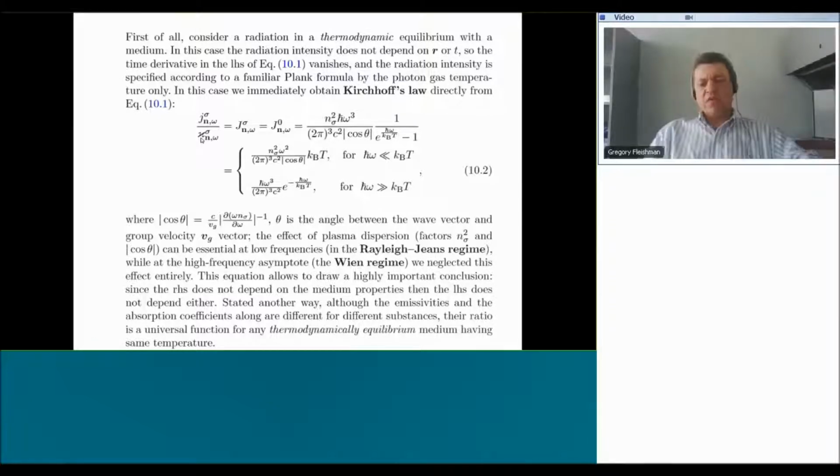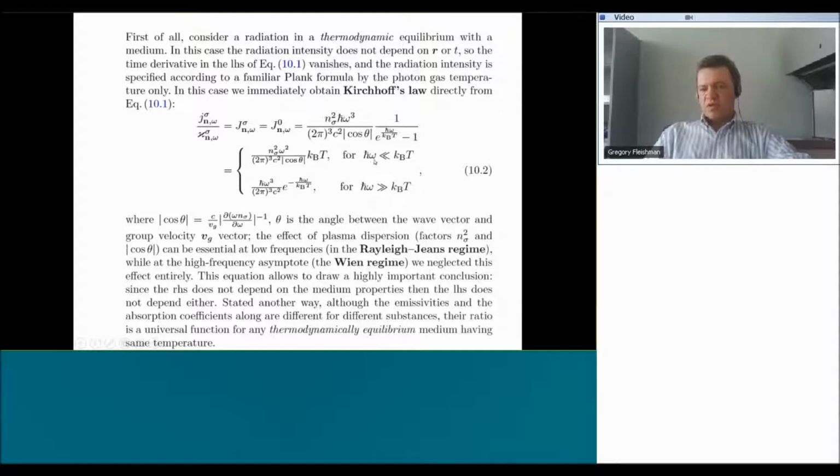And what is interesting, what we can conclude from this equality, is that in the equilibrium case, even though emissivity and absorption coefficient for different media are highly different, their ratio is a universal function, which does not depend on medium properties at all. So this is a very interesting and fundamental property of radiation, and this is known as Kirchhoff's law, and there is some universal function to which this ratio of an equilibrium medium is always equal.